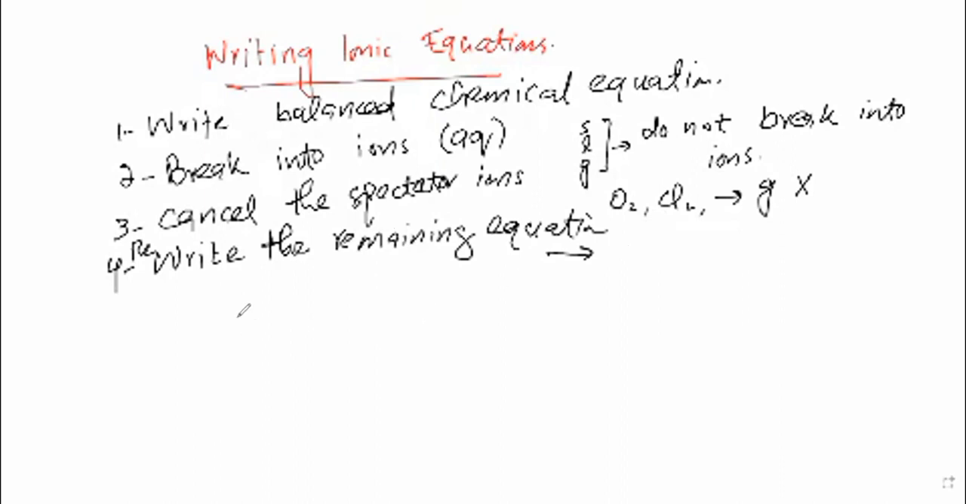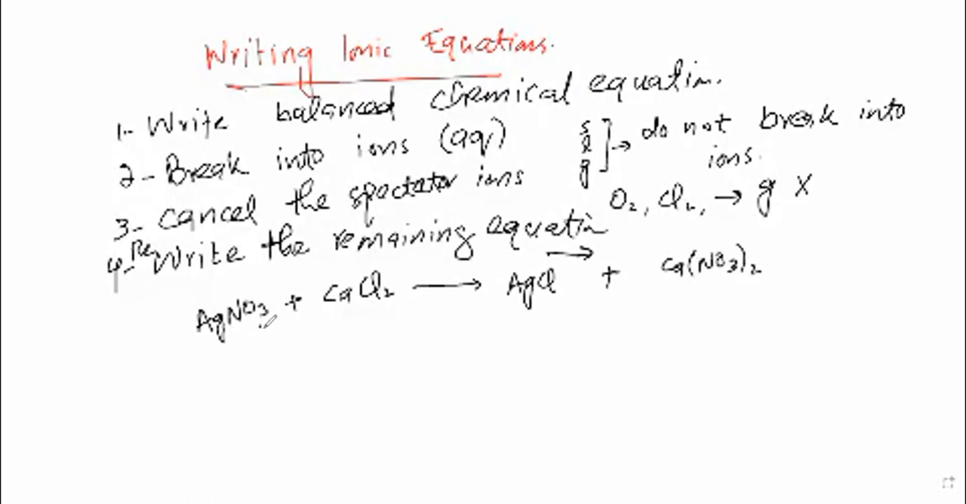Okay, so let's start. I am here with your previous task. We were given an equation: AgNO3 reacts with calcium chloride, and we get AgCl, and next calcium nitrate is formed. Here we need to know their state symbols. It's aqueous. Their state symbols will make it clear whether we have to break into ions or not.